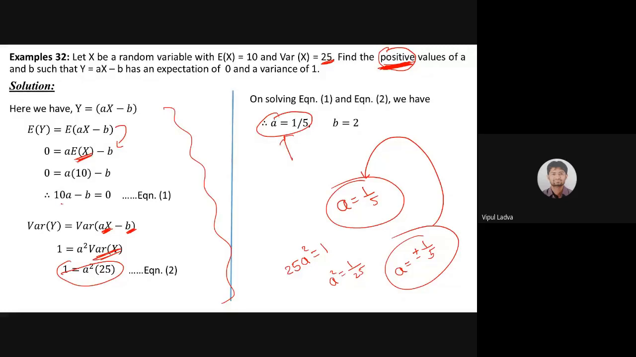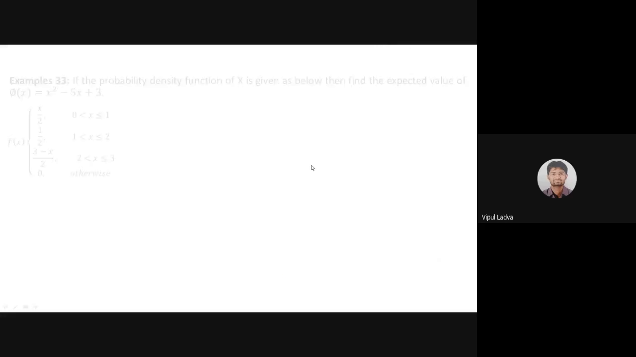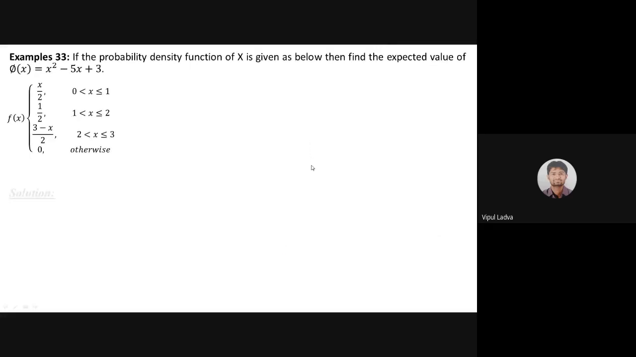That is the reason I had taken a equals to 1 by 5. By replacing a equals to 1 by 5 over this particular equation 1, we'll be able to find the value of b. And using that, b will be 1. b equals to 2. Okay. So this is a way we can deal with the probability density function also for the mean, median, mode, and some of the unknown. So, and one more.